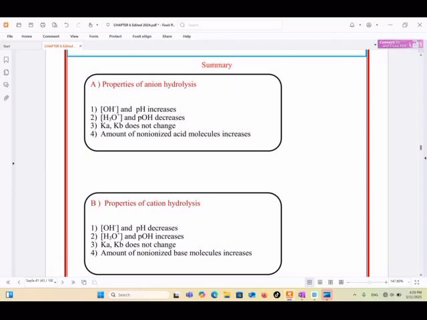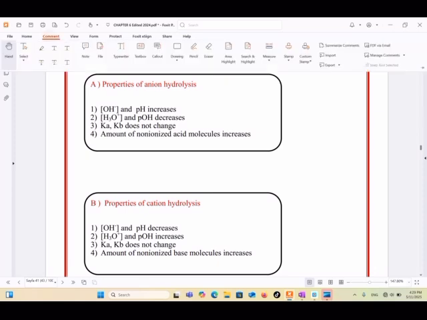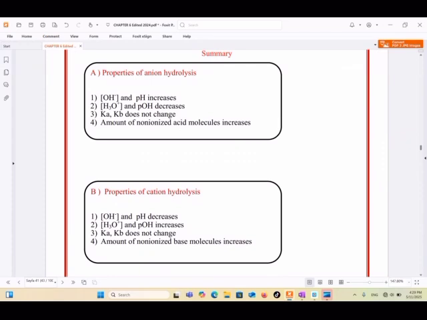Properties of anion hydrolysis: first, hydroxide and pH increase, hydronium and pOH decrease, but there will not be any change in Ka and Kb. They do not change because they change only with temperature. The amount of non-ionized acid increases. But for cation hydrolysis, the hydroxide and pH decrease, hydronium and pOH increase, Ka and Kb stay unchanged, and the amount of non-ionized base molecule increases.